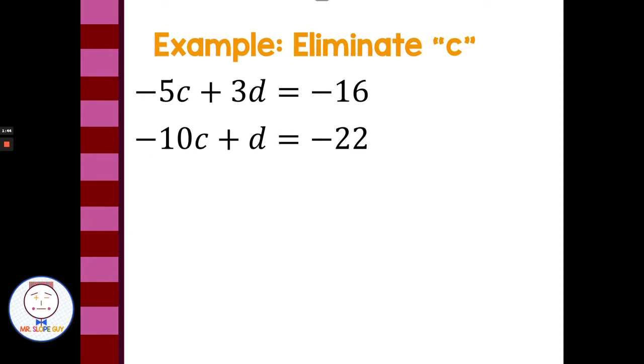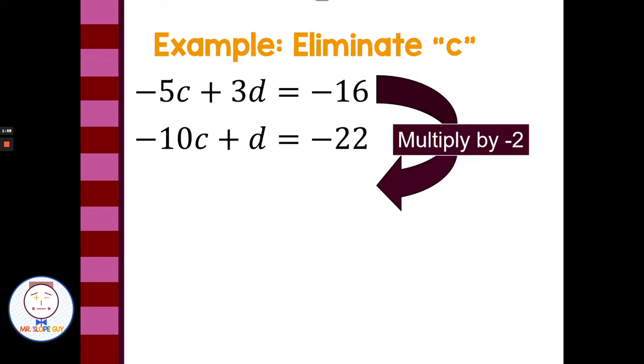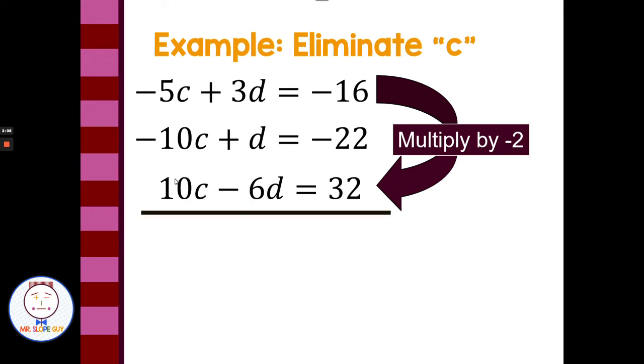have opposite signs. And if I think about my least common multiples for 5 and 10, counting by 5s, 5, 10, 15, 20, counting by 10s, 10, 20, 30, the least common multiple would be 10. So I can take that top equation and multiply by negative 2. If I take that top equation, negative 5 times negative 2 is going to give me positive 10c. I just have to also multiply the rest of the equation by negative 2 as well. 3d times negative 2 is negative 6d. Negative 16 times negative 2 is 32.